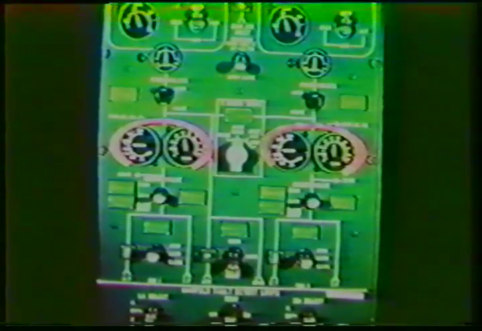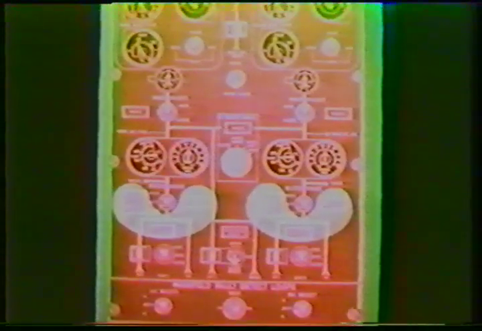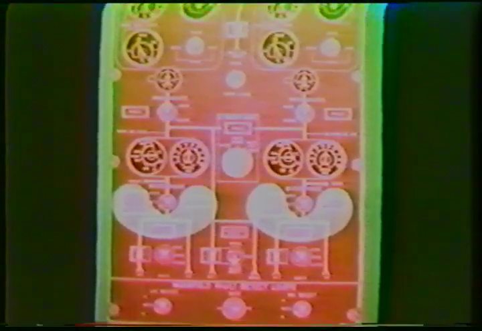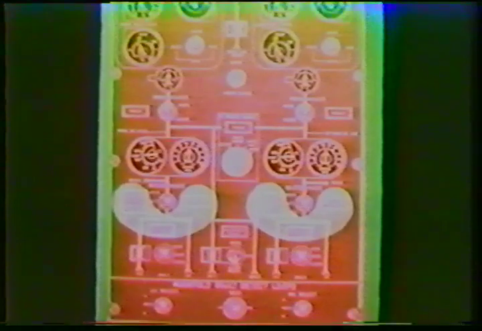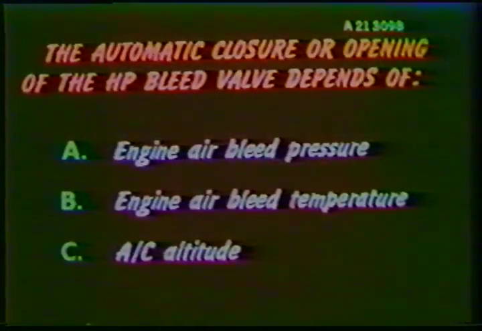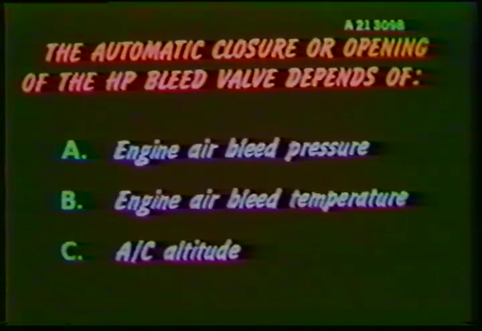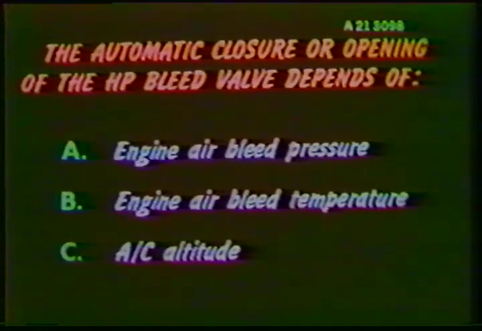Here are the temperature and pressure indicators on the pneumatic panel. Warning lights will display any fault from the pneumatic system. Automatic closure or opening of the HP bleed valve is a function of which parameters?